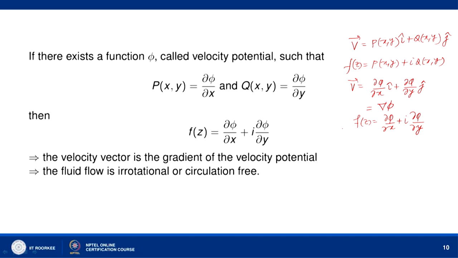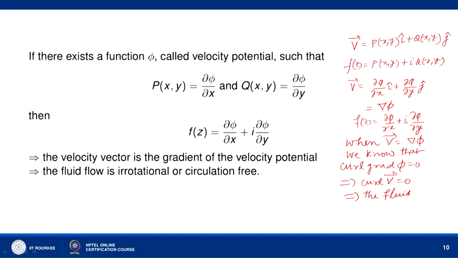This means that the fluid flow is irrotational, or circulation free, because when the velocity vector is a gradient, that is V equal to del φ, we know that curl of grad φ equals 0. So the curl of the velocity vector will be 0, and this implies that the fluid flow is irrotational, or circulation free.